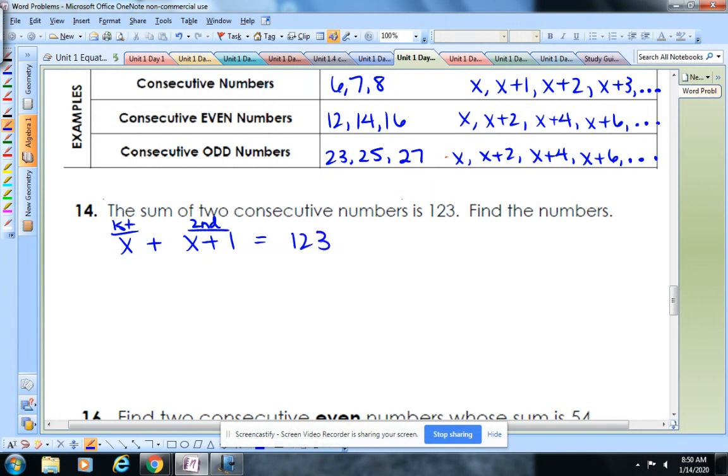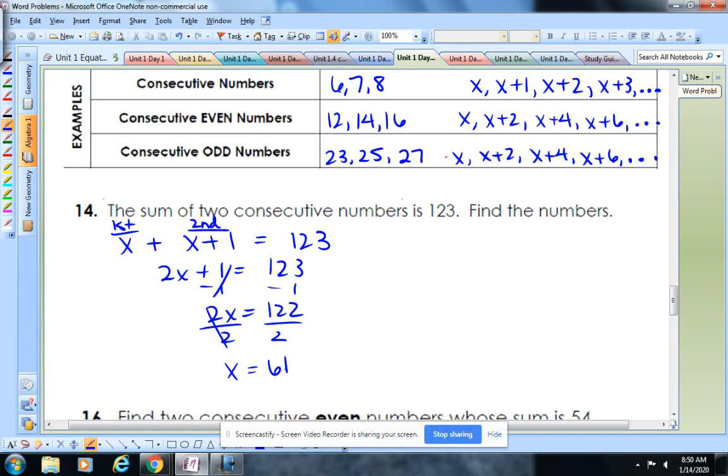Okay? Then you just solve that equation. Combine your like terms. What's x plus x? 2x plus 1 equals 123. How do I solve for x? Subtract 1, and 2x equals 122. Divide by 2. X equals 61. Y'all agree?